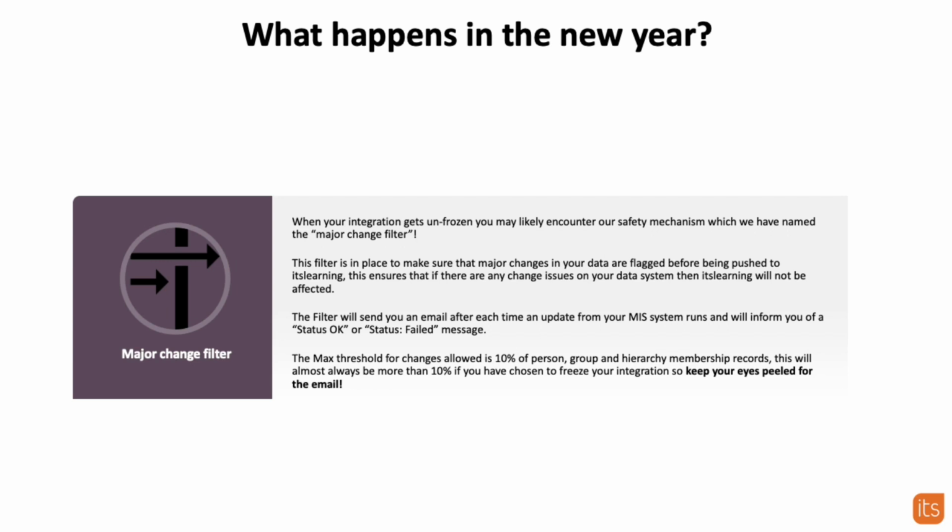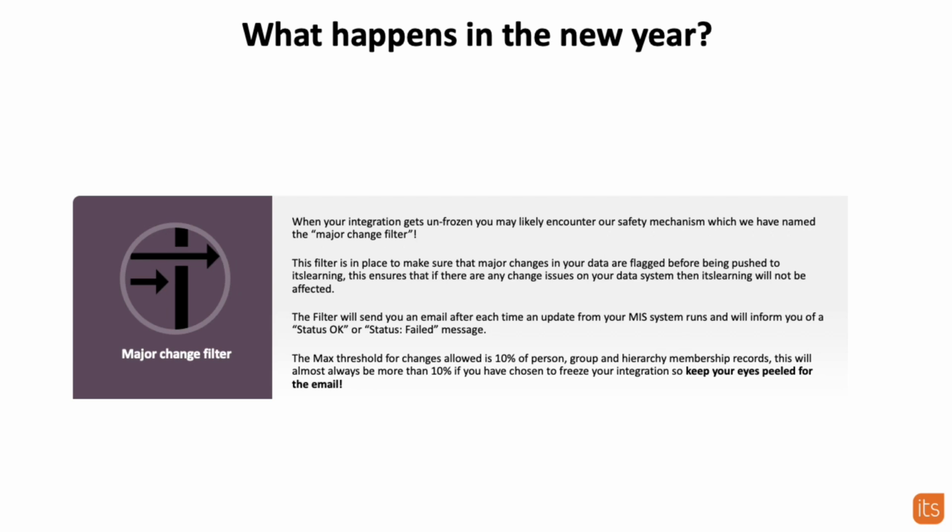The filter is in place to make sure that major changes in your data are flagged before being pushed to itslearning. This ensures that if there are any change issues on your data systems, then itslearning will not be affected. Just like we were talking about when we spoke about freezing that data, it gives us the time to get everything right, do our quality assurance checks before we start pushing that new view to Wonde, and before Wonde start allowing itslearning to collect it.